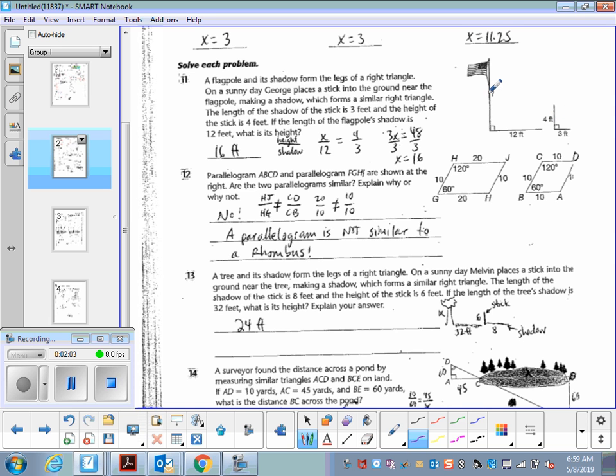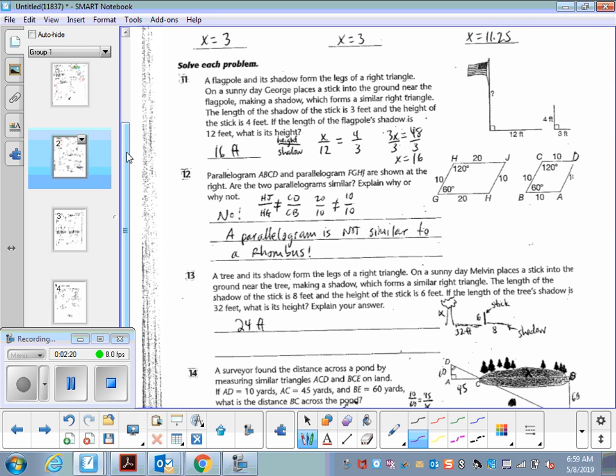So we're comparing the height to the shadow. So the unknown has a shadow of 12. And then here, this stick has a height of 4 with a shadow of 3 feet. So then we cross multiply. So 12 times 4 is 48. And then I get 3x. And when I divide by 3, we get that the height of the flag pole would have to be 16 feet.